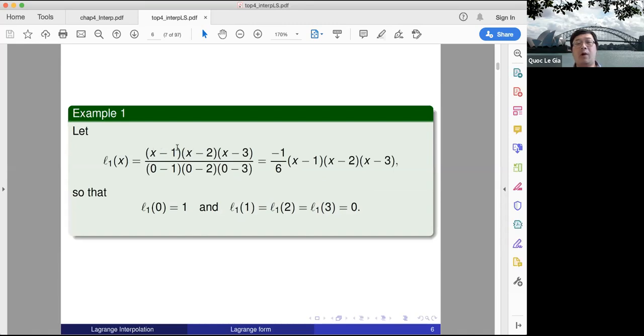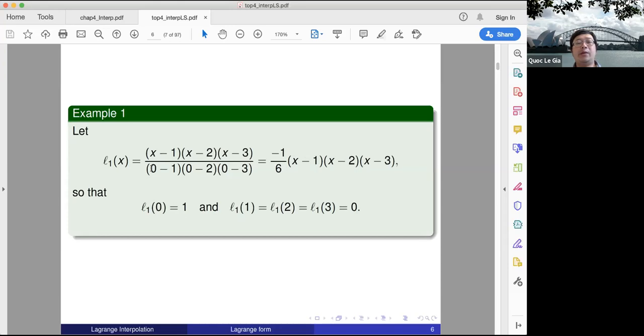Yeah, so x minus 1, x minus 2, x minus 3. And in the denominator, you have 0. So this is the first point. 0 minus 1, 0 minus 2, 0 minus 3. So you can simplify this into minus 1 over 6, the product of these three terms. But now we have to pay attention to this property.